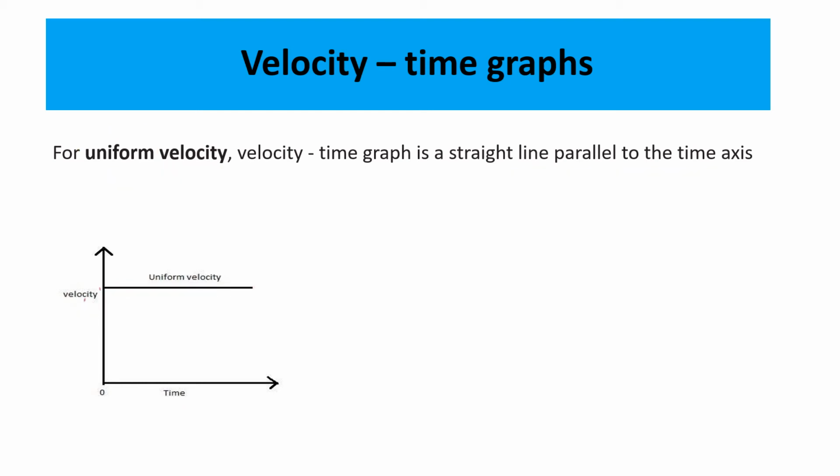Say this velocity be 50 meter per second. At any instant of time, if you look at the velocity value, the velocity remains the same. The velocity is 50 meter per second. The velocity remains the same, uniform velocity.